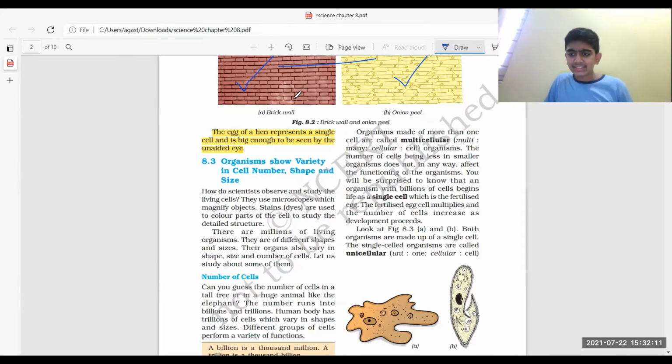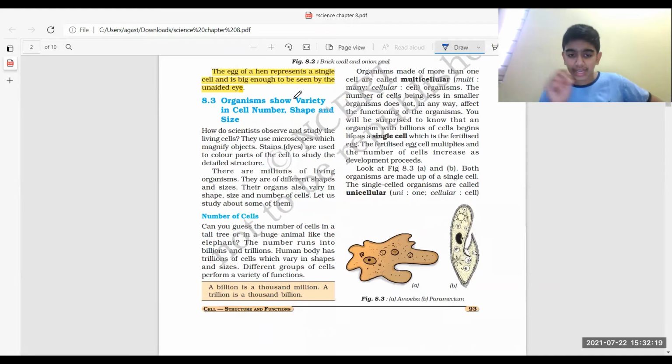When we come to cells, organisms are classified based on the number of cells, the shape, and the size. Coming to the number of cells, we have two types: multicellular and unicellular. The very easiest topic, guys. Simple.